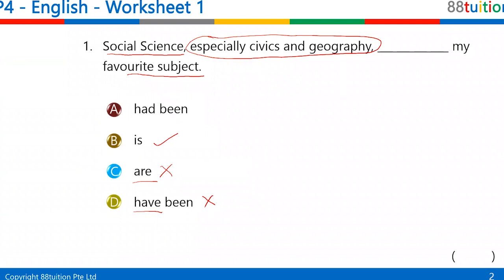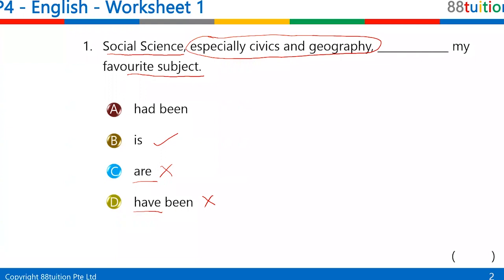Now, but when to use had been? Had been is in the past. That means now it's no more. But now you're just making a sentence, whether it's a fact or not. So you can say social science is my favorite subject. If it was your favorite subject, then you can say social science was my favorite subject, but there's no was in the options.